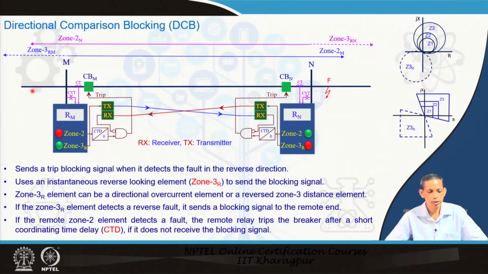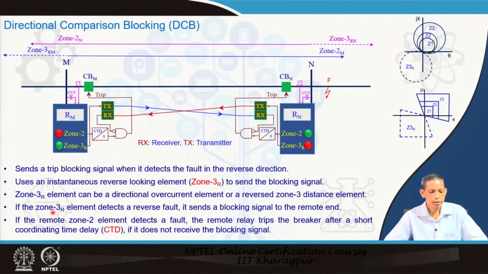Similarly, if a fault happens on this side, what will happen here? This end will find it in zone 3R in reverse, and will communicate to the other end, where it is found in zone 2, and the corresponding breaker will be blocked at that time. So, that is how the blocking signal can be exploited for a secure decision for the system, and that is directional blocking.